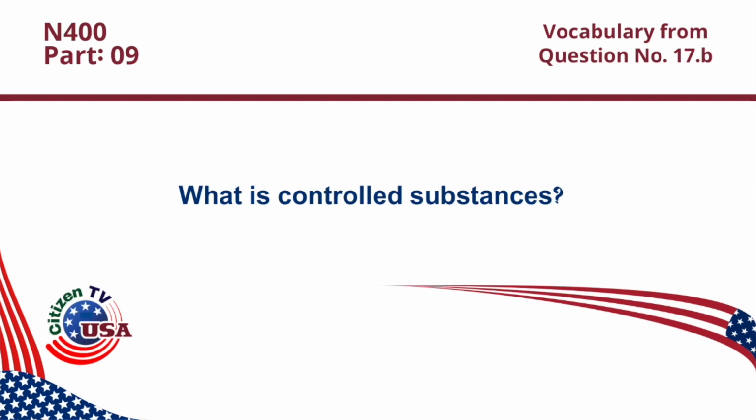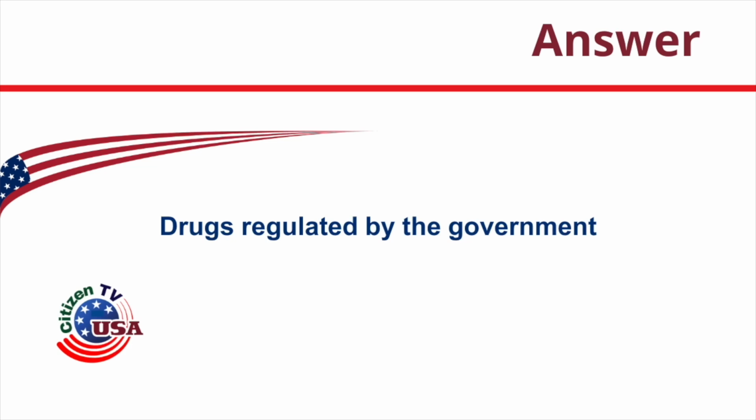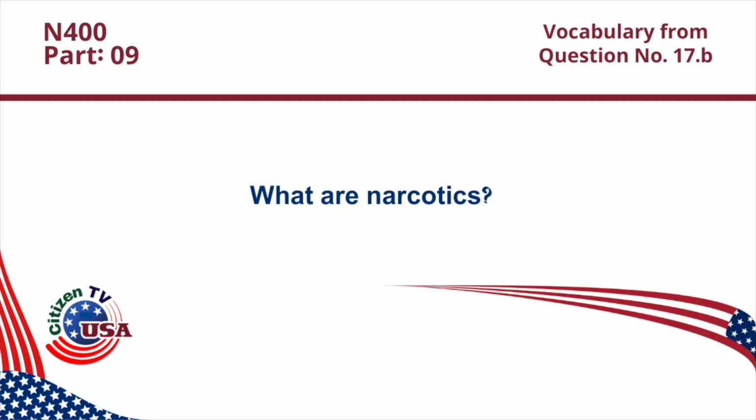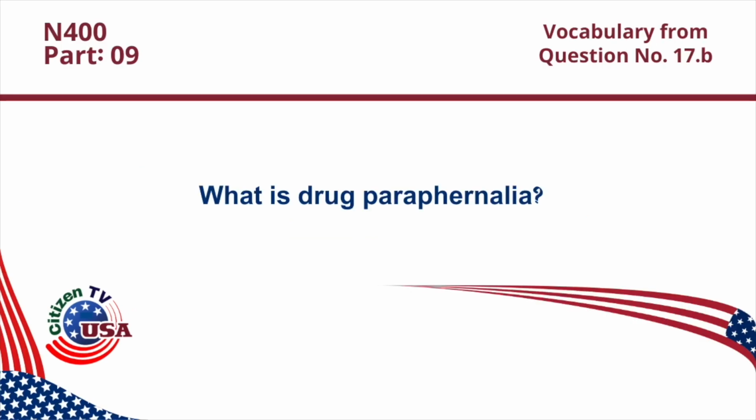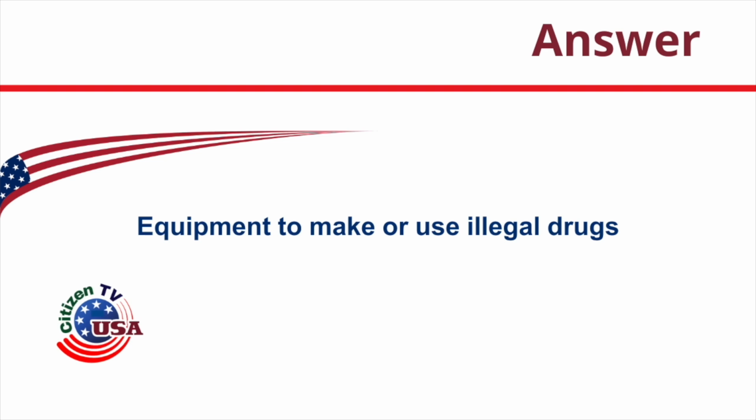What is controlled substances? Drugs regulated by the government. What are narcotics? Illegal drugs, such as heroin or cocaine. What is drug paraphernalia? Equipment to make or use illegal drugs.